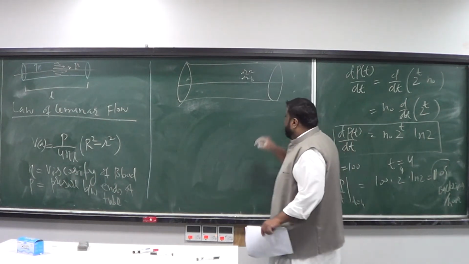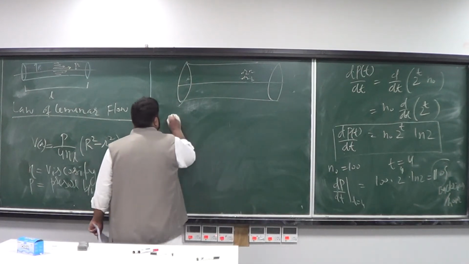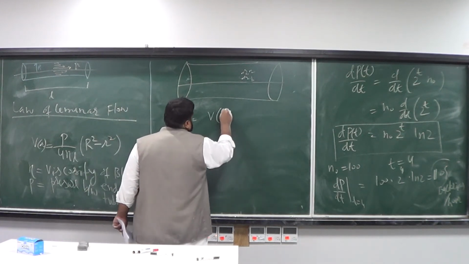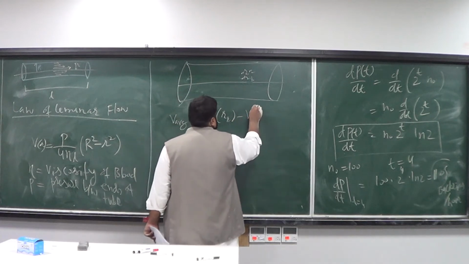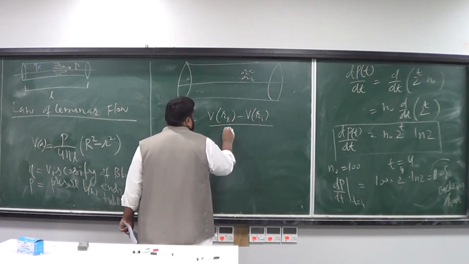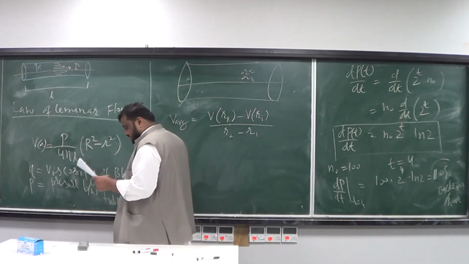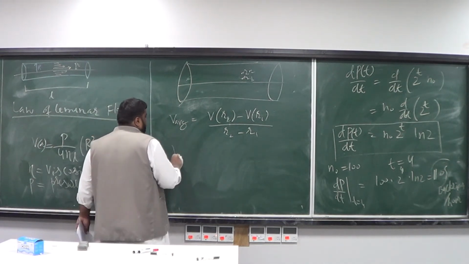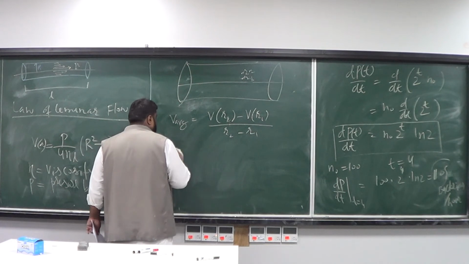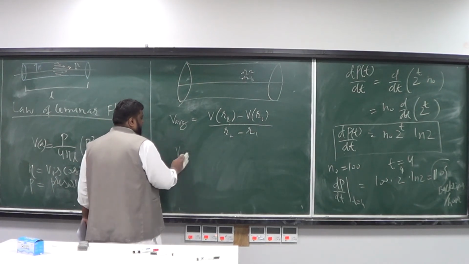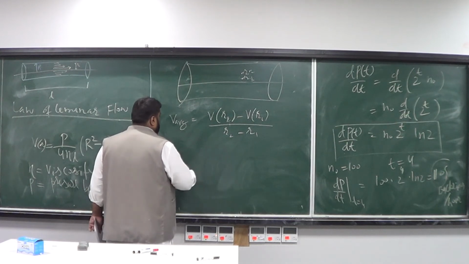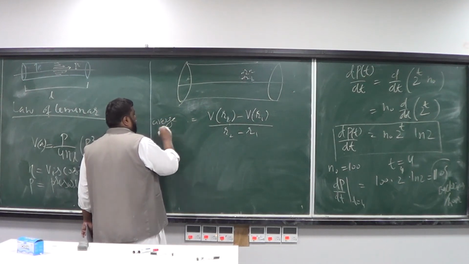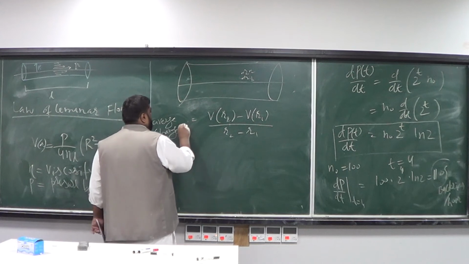If I want to compute the average change in the velocity, what would it be? The average change in velocity is going to be V of R2 minus V of R1, over R2 minus R1. This is not the average velocity, but the average change in velocity.